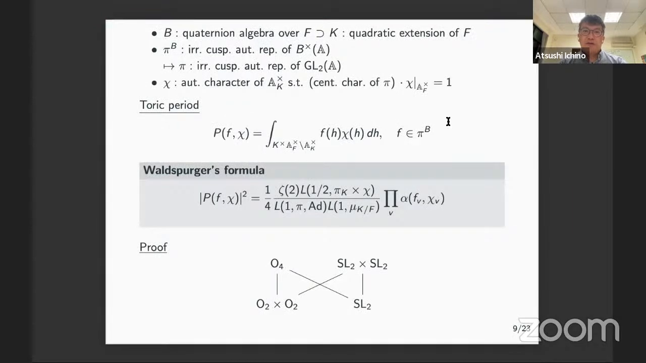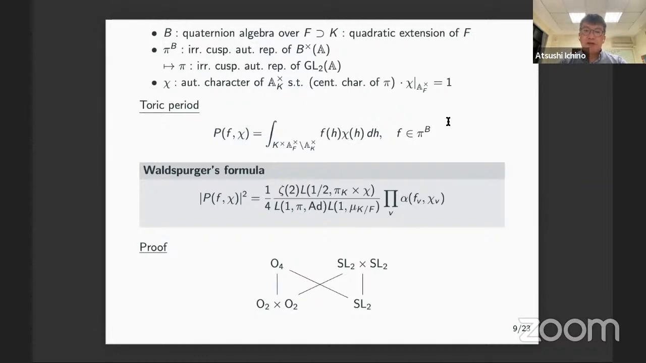Suppose that B is a quaternion algebra over F again, and suppose that B contains a quadratic extension K. Again, let pi be an automorphic representation of B cross, and take its Jacquet-Langlands transfer pi to GL2. Also pick an automorphic character chi on K cross, satisfying some central character condition. Then we are interested in the toric period P of f and chi, which is just an integral of f and chi over K cross. So P of f chi is just a complex number.